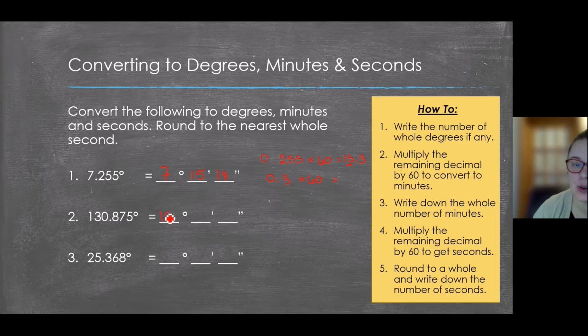Same thing with this one. We take our 130. We don't have to do anything with it. Then we take our decimal, 0.875. We're going to multiply by 60 because we want to find out how many minutes. That always will give us how many minutes. And I get 52.5. So I filled in the 52 already. I have 0.5 of a minute, so I take 0.5 times 60, and we get 30.